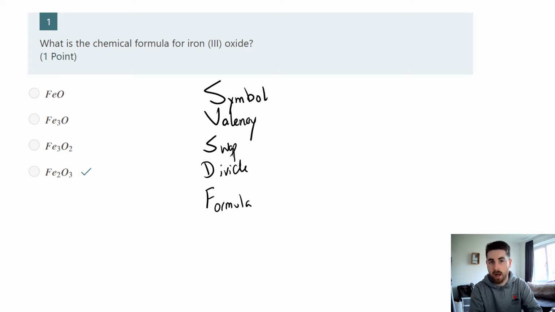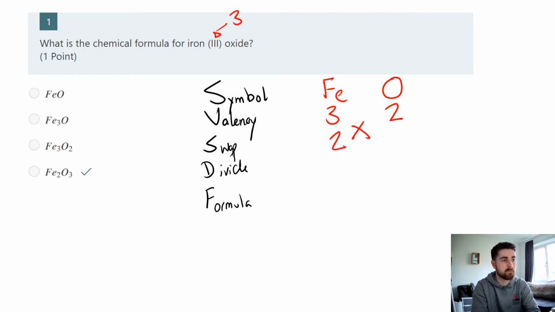So in this case we've got iron and oxygen, two elements, so the symbol for iron is Fe and the symbol for oxygen is O. The valency is how many bonds each of these atoms can form. Iron is a transition metal, so you're always going to be told the valency of the iron. In this case it's 3, we've got 3 here in Roman numerals, so the valency is 3 and the valency of oxygen is 2. We swap those numbers over, and that gives us 2 and 3.